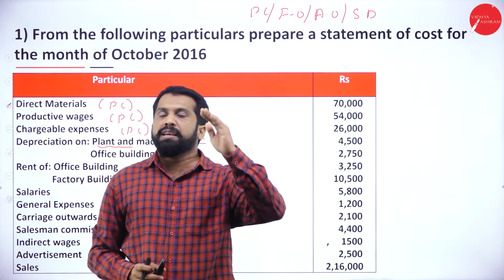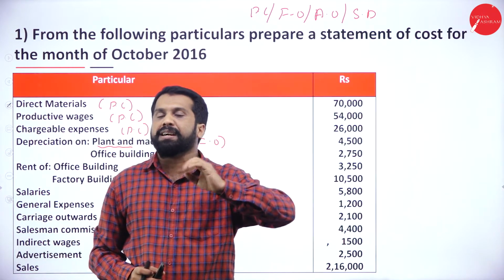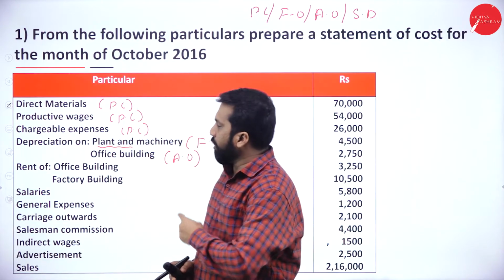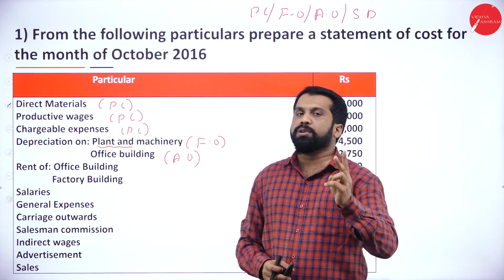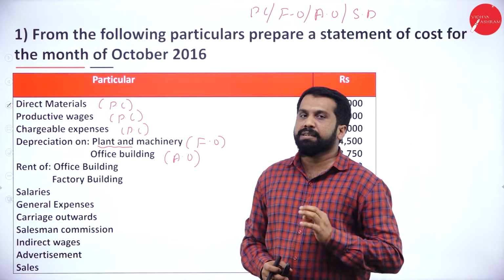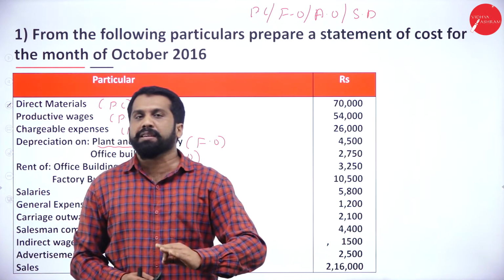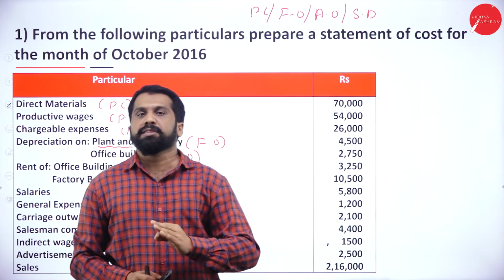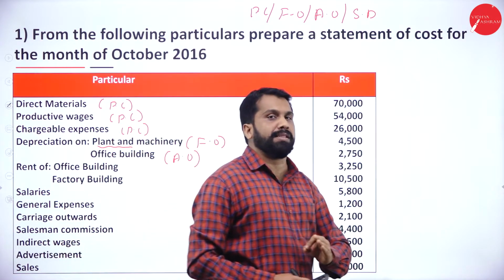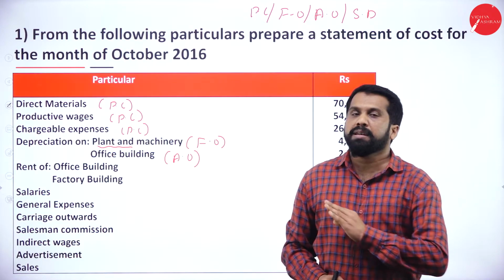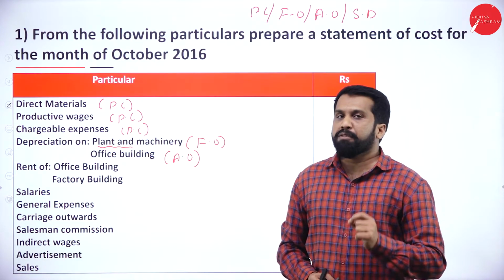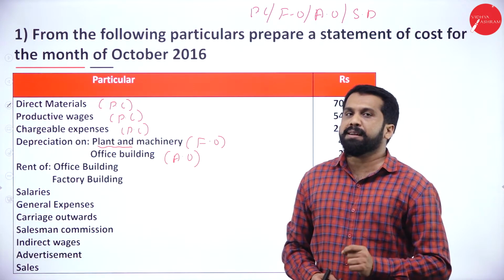As I told you, in the format you will get around 10 or 12 items. But in your question paper, hardly you will get 2 or 3 expenses. So in the format I have given you everything. It is not that your problem is so big. In the problem I have given everything, but in your question paper, they will not ask you everything. Few things only you need to remember.